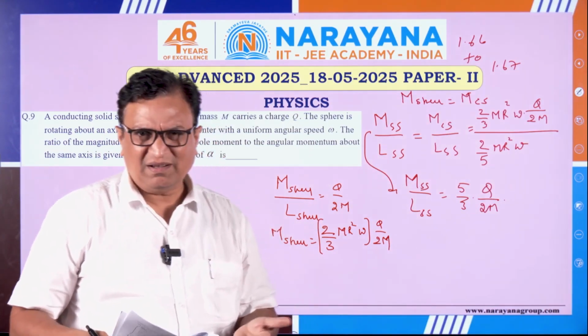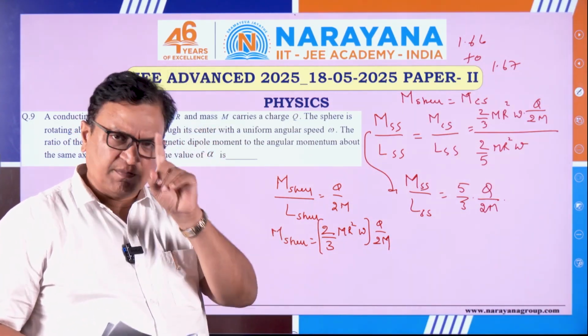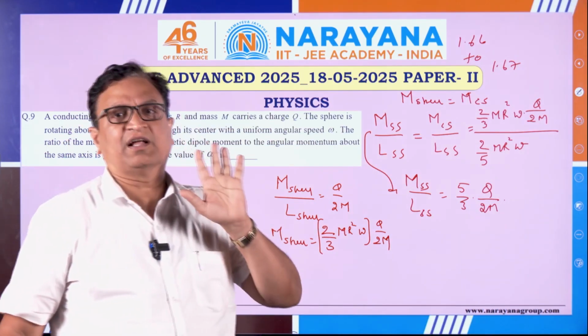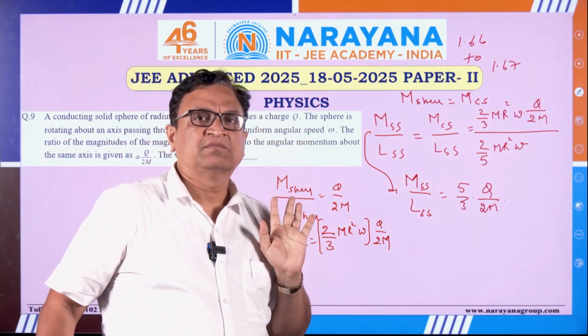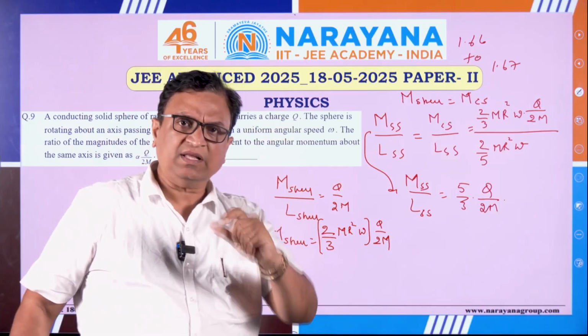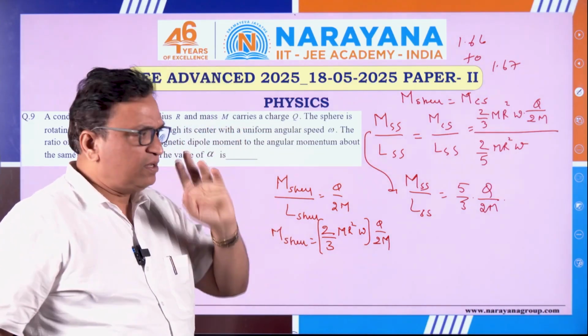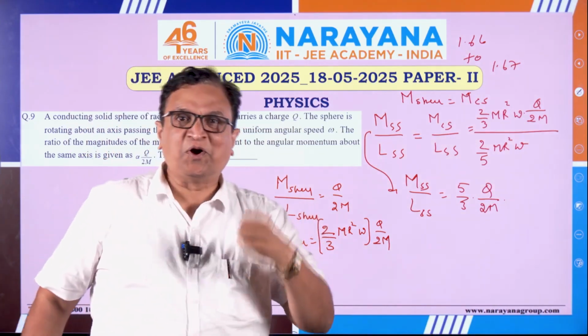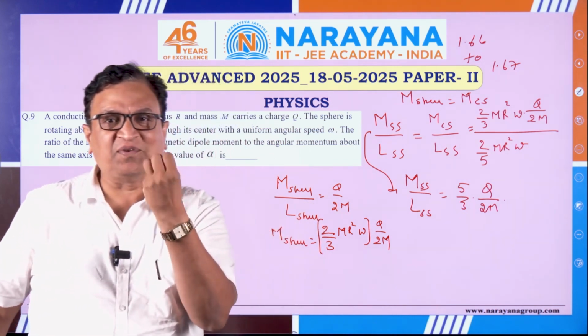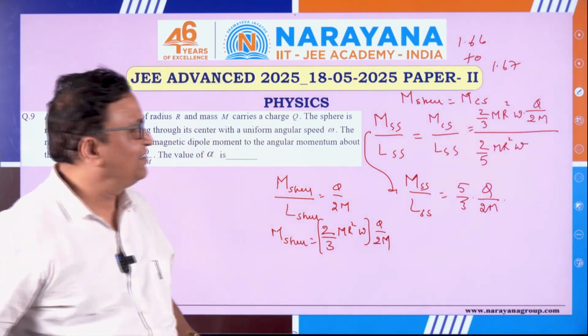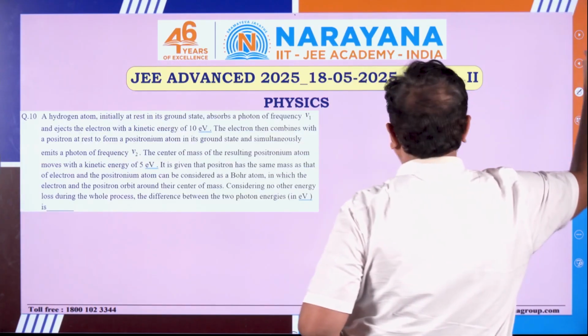Very simple question. Confusion is there. Some people may go with 2 by 3 also, they will fail. So therefore, even though it is non-negative marking, certain traps were installed in this question. Next, we will move on to the next question.